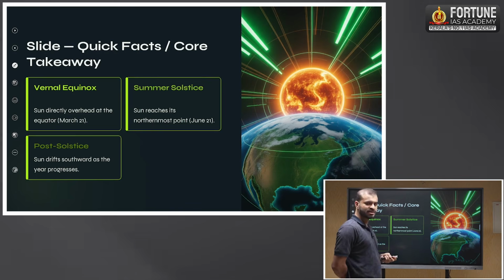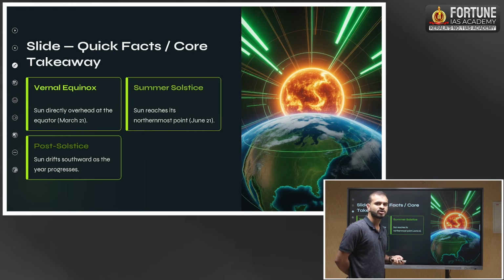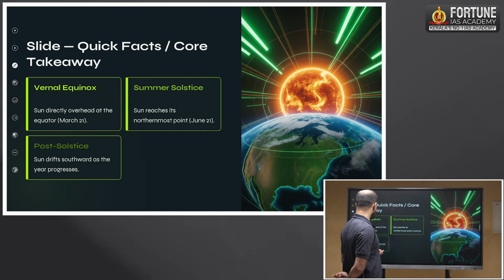The vernal equinox is when the sun is directly overhead at the equator, that is on March 21st. Summer solstice, the sun reaches its northernmost point on June 21st, that is when the sun is overhead on the Tropic of Cancer, and post solstice the sun appears to drift southwards as the year progresses. So that was the first question.